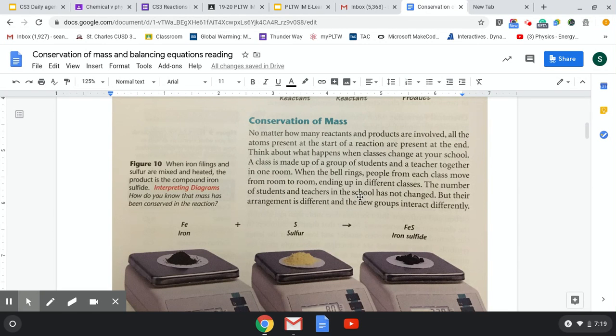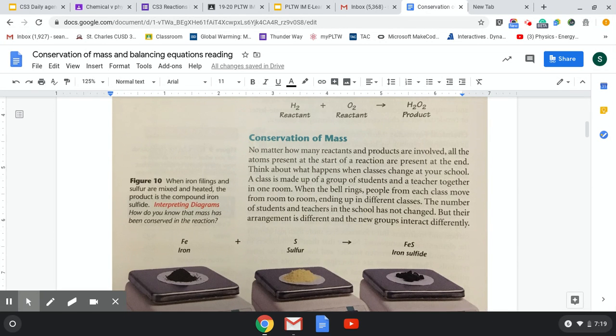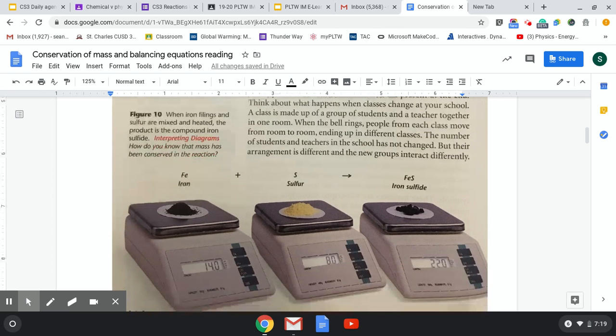If you think about my first hour, my fourth hour, you all get up and go to different places. You are now restructured. So now you have a new class that you go to, similar to chemical reactions. We take old substances and we get a new substance. We're going to come back to this picture in a little bit.